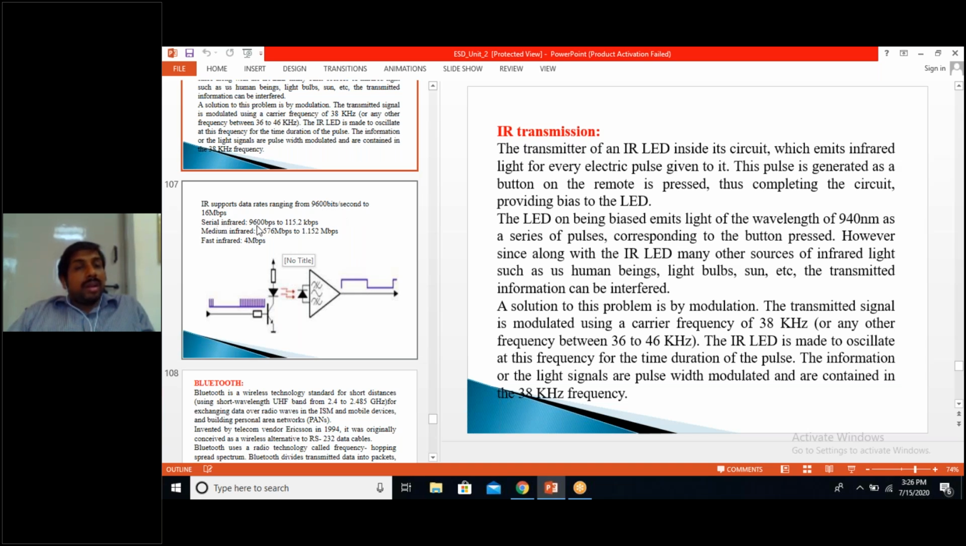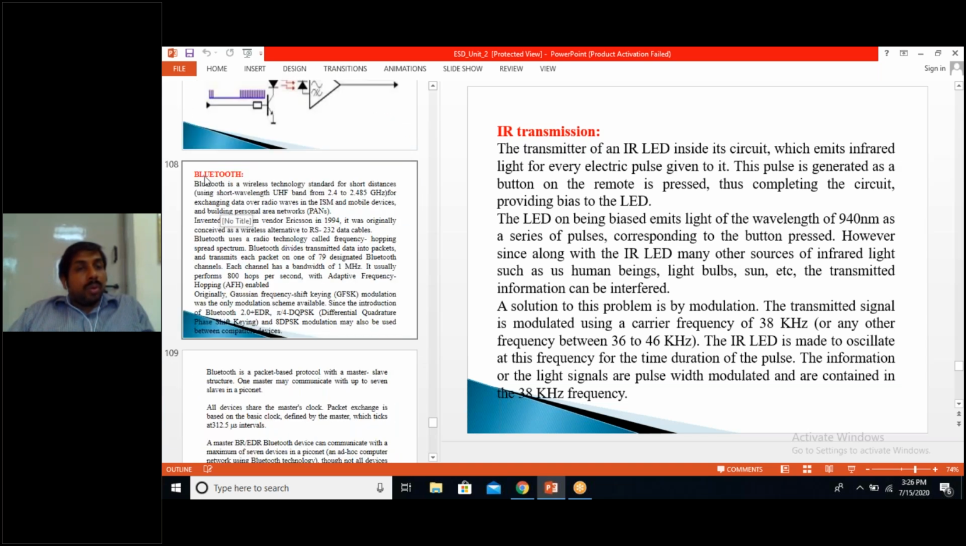If you are using serial infrared, it is 9600 bits per second to 115.2 kilobits per second. Medium infrared, 0.5 megabits per second to 1.152 megabits per second. Fast infrared, 4 megabits per second. So there you can see a transistor, and at the collector side we have placed an infrared LED. Based upon the input pulses, there is a button pressed on pulse, off pulse. It is generating infrared signals, which are detected at the infrared receiver, and it generates the output signals in the same way.